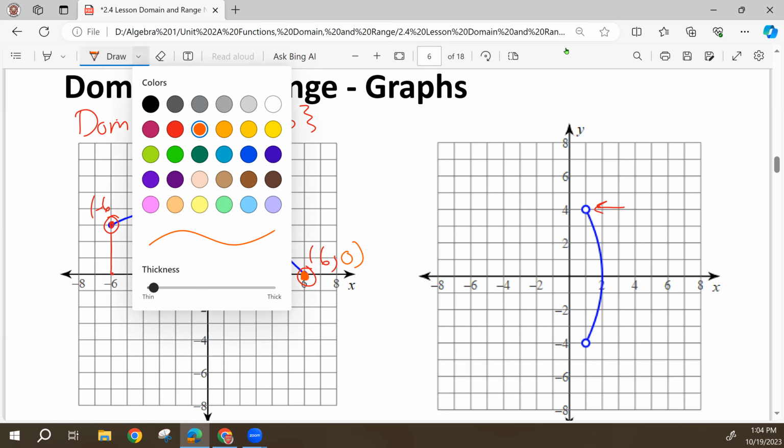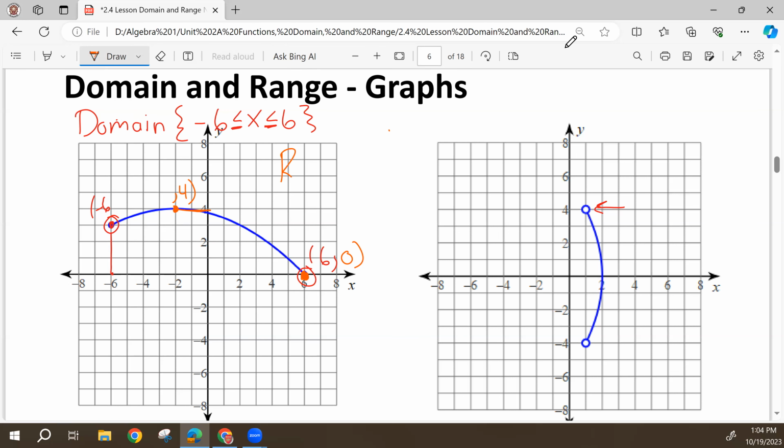My range, I'm going to do in a similar way. The lowest that my curve goes is 0, and the highest it goes is 4. And so all my y values are going to be between there. And so I'll just put the inequalities like that. And since they're closed dots, we're going to put the little equals to as well, because I have a point that has a y value of 4, and I have a point that has a y value of 0. But all the other points on this blue curve have to have a y value that is below 4 or above 0.